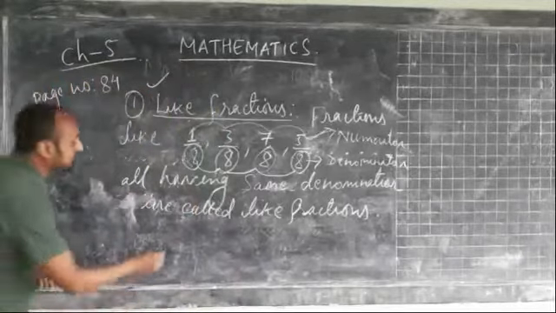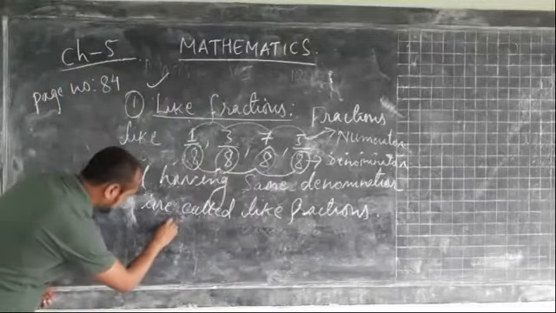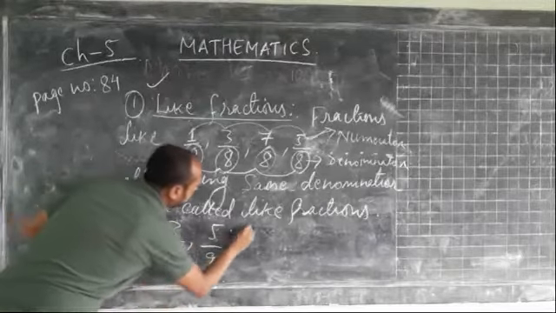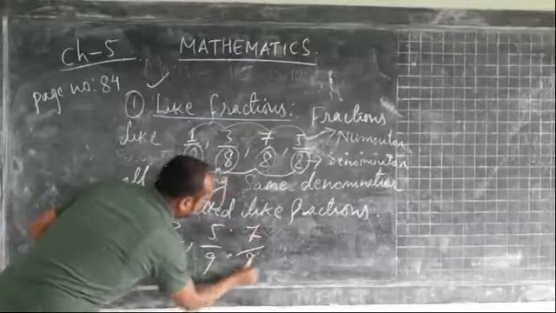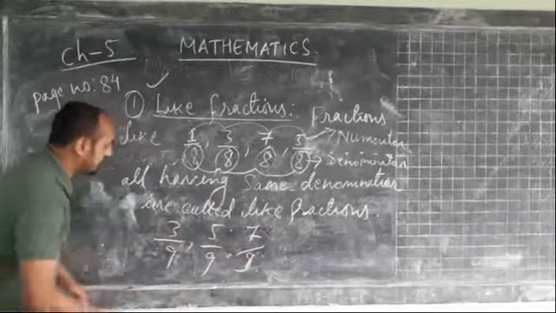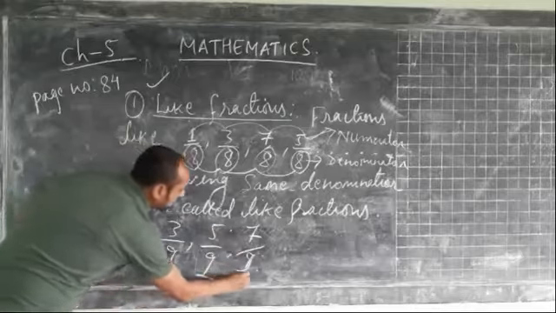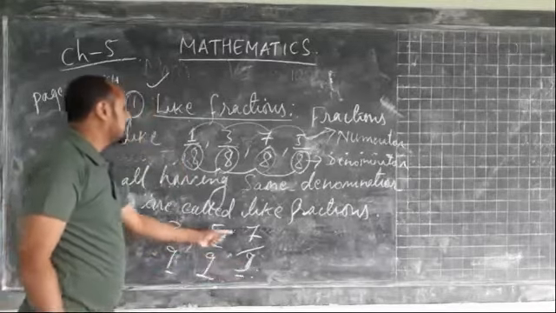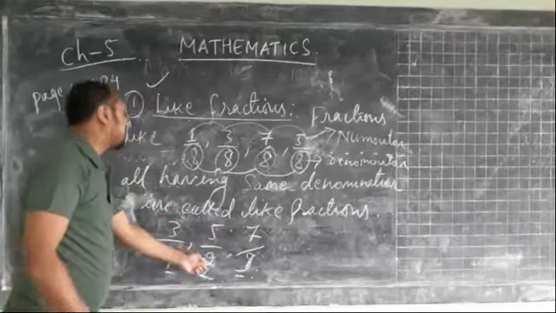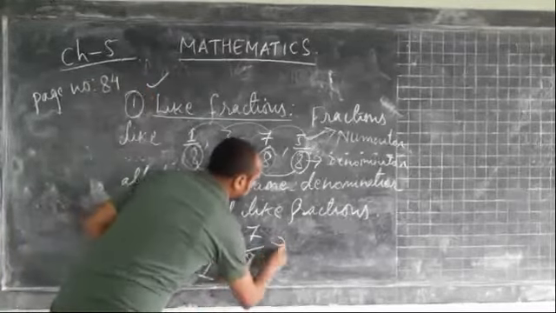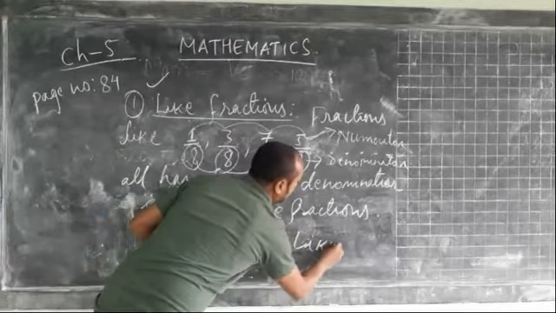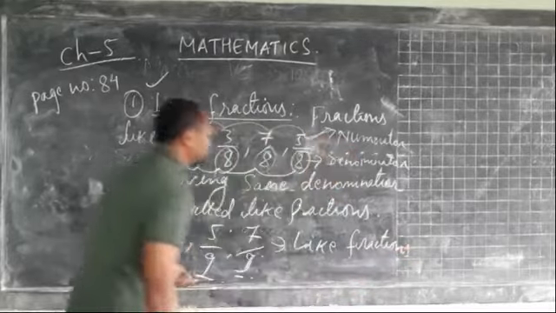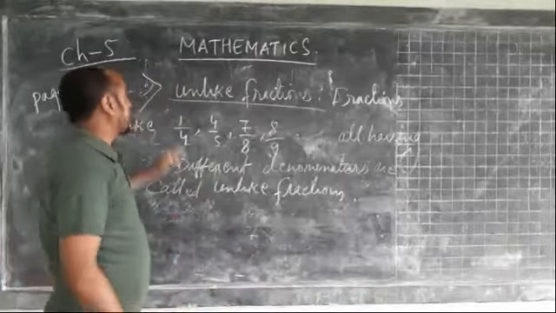One more example I'll give you. Suppose a question is given 3 by 9, 5 by 9, 7 by 9. So in this case also we can see that 9 is our denominator in all 3 examples. So this type of fraction can be considered as like fractions.